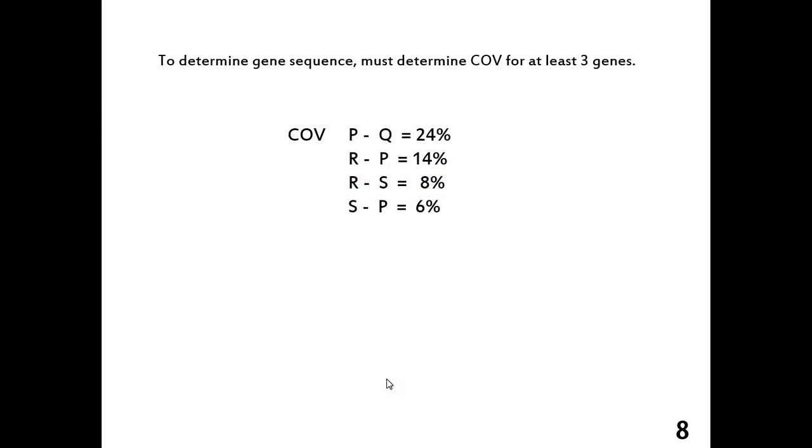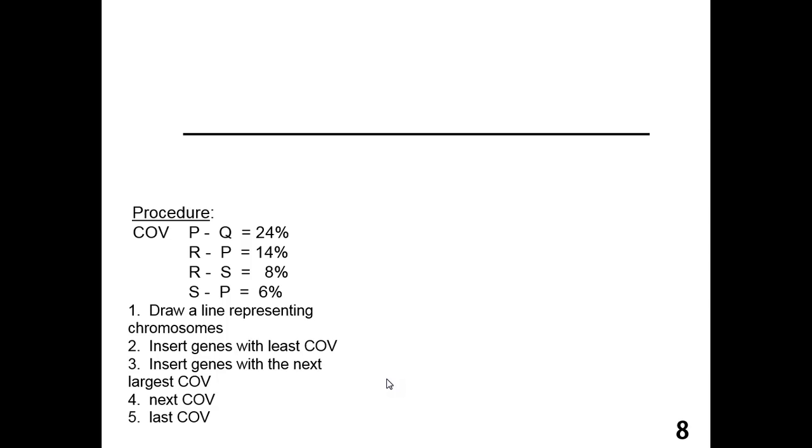Let's have another practice question to see how we can determine the crossover value for another 3 genes. You are given this information whereby you have all these crossover values between the corresponding genes. Usually in the working itself, you will draw a line first to represent a chromosome. You are recommended to insert the genes with the least crossover value first, although really the order itself can be switched around.